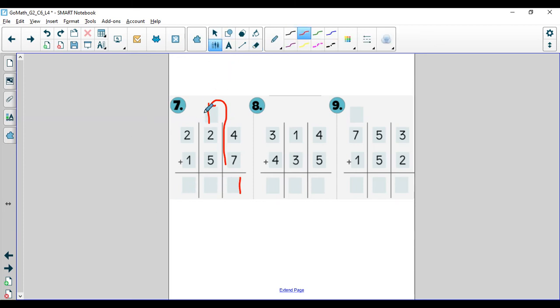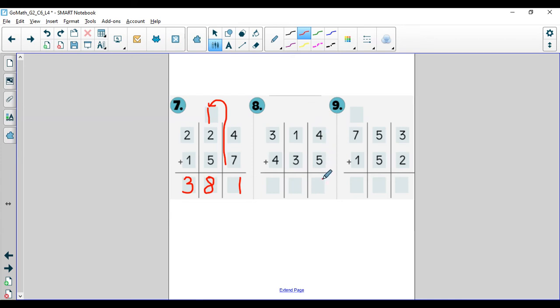Now, we add our tens. 1 plus 2 is 3. 3 plus 5 equals 8. I can just write my 8 down. No need to regroup because 8 is 9 or lower. And then we come to our hundreds. 2 plus 3. Your sum was 381. You regroup 10 ones to make a 10. Great work.